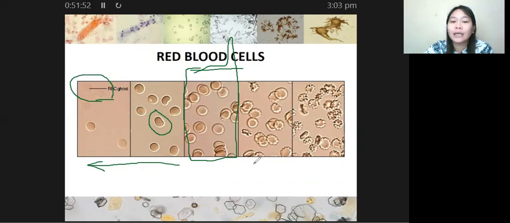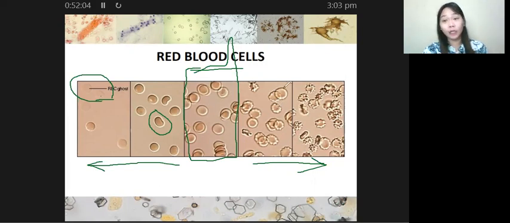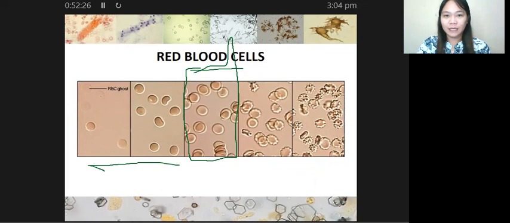Alright, so if you increase naman the tonicity, what will happen to your RBCs? They will become shrunken, or they will become crenated. They will become smaller than usual. If you allow the crenation of your red blood cells to persist, they will appear like this. Ayan, so ganyan. Crenated yung ating mga RBCs. Alright, so that is for your red blood cells.